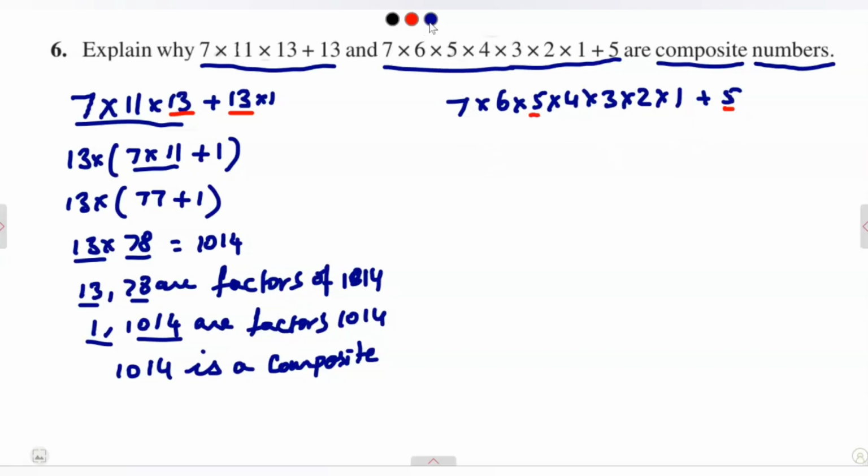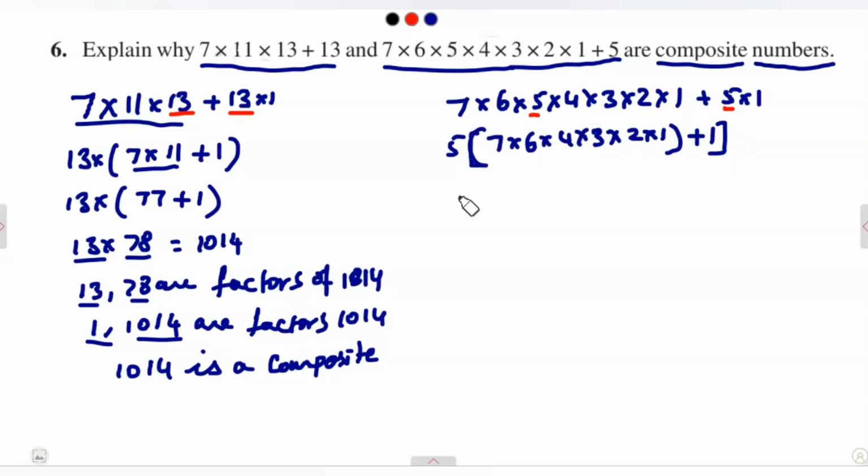So let us take 5 as common and write it as 7 into 6 into 4 into 3 into 2 into 1 plus 1. Think of 5 as 5 into 1. So if you take 5 as common, you get this. So totally you can write like this.